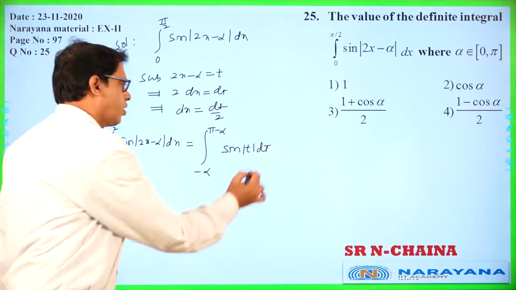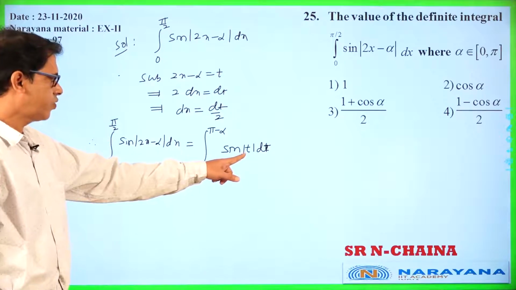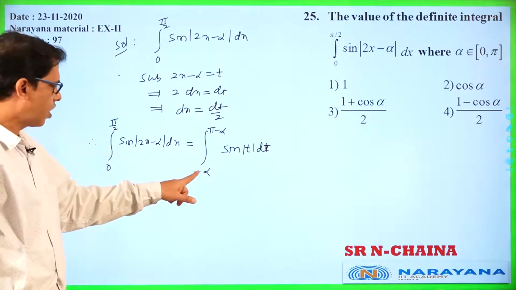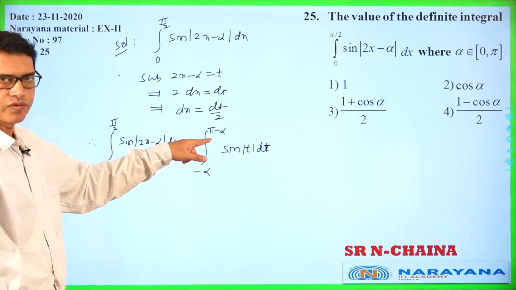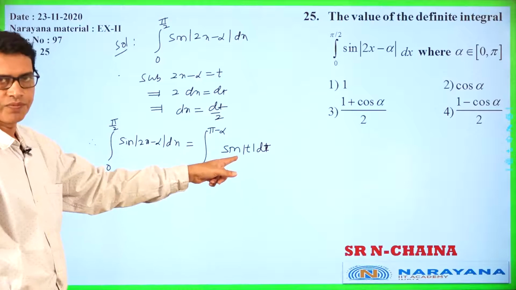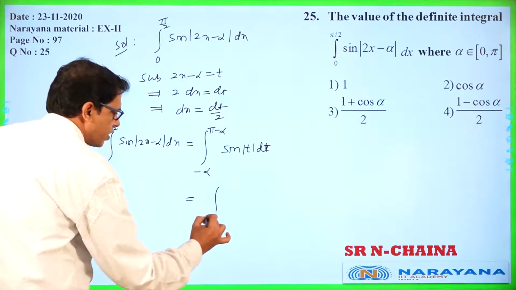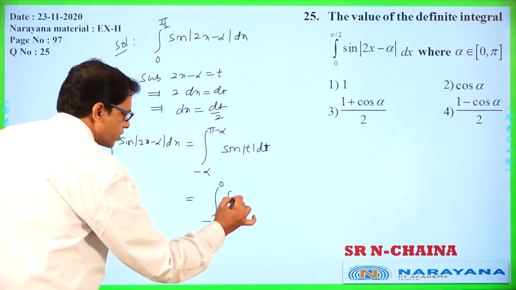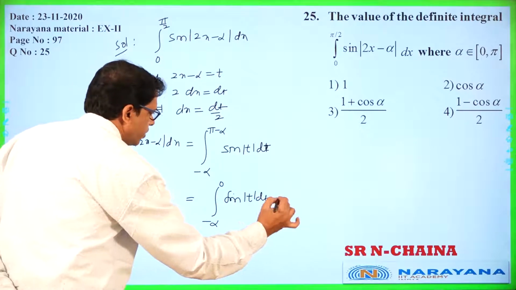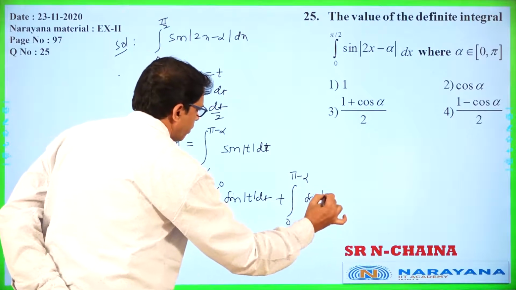Now the nature of the mod: here it is negative if t is less than 0. So from minus alpha to 0 is one interval, then from 0 to pi minus alpha the sign is positive. So split this into two integrals: minus alpha to 0 of sine of mod of t dt plus 0 to pi minus alpha of sine of mod of t dt.